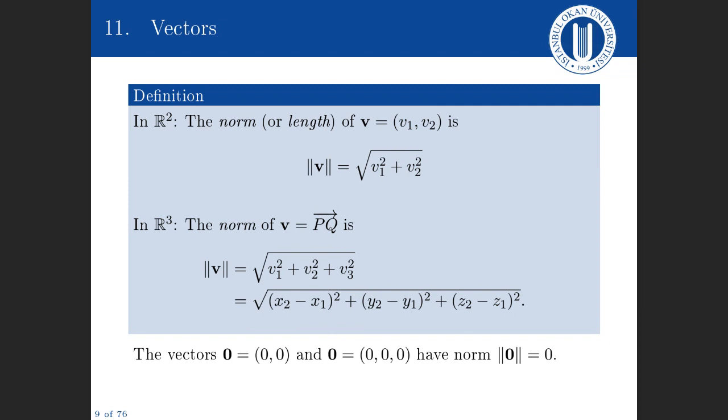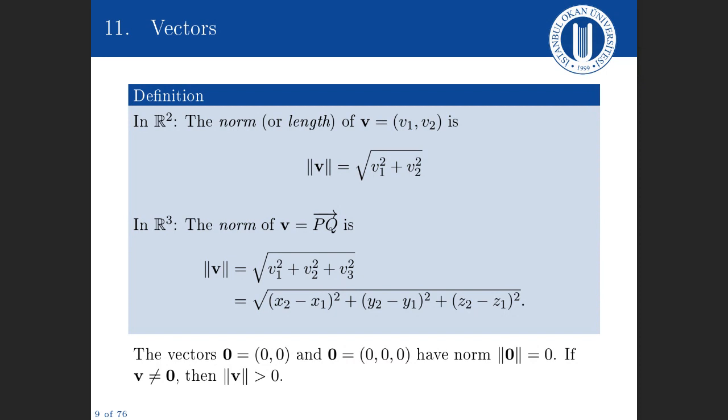The zero vector, that's bold 0 or underlined 0. In two-dimensional space, that means the vector 0, 0. In three-dimensional space, it means the vector 0, 0, 0. You can see from these formulae that if we put the numbers 0, 0 or 0, 0, 0, we find that they have norm equal to 0. The zero vector has norm or length 0. If a vector is not the zero vector, then the norm of v is strictly positive because the square root of a number is always positive.